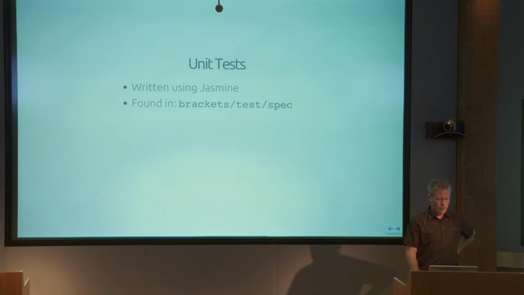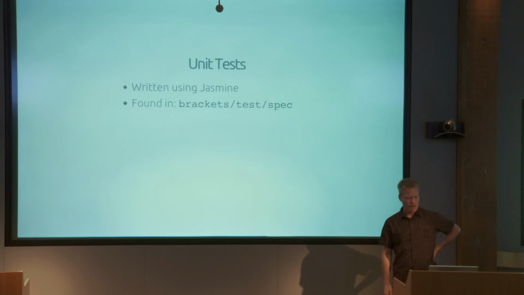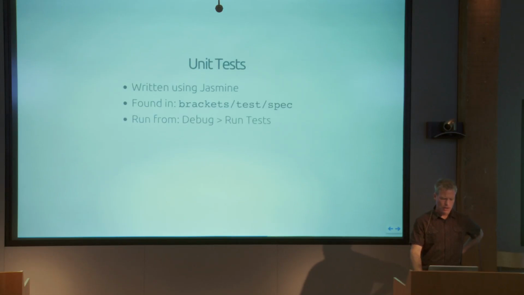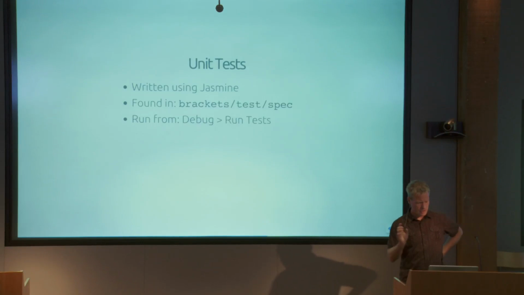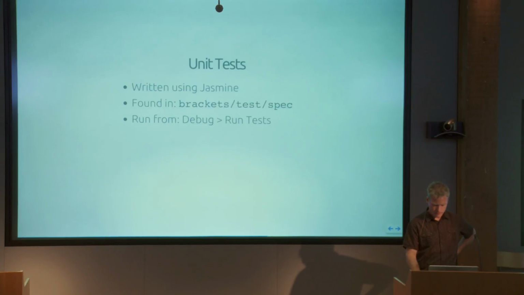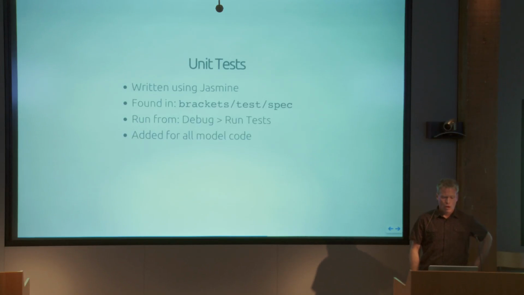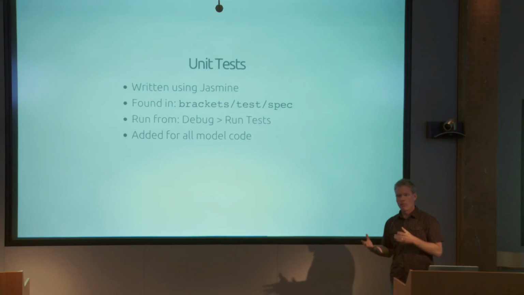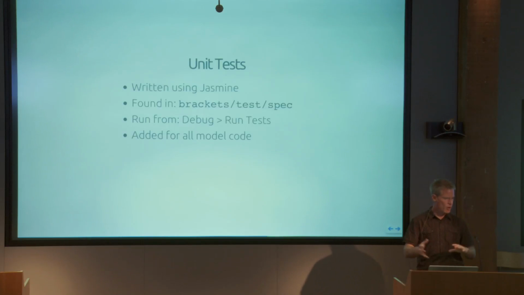They're found in the brackets repo under brackets test spec. And you can run them from Brackets themselves. In the debug menu, there's a run test menu item. So unit tests need to be added for all model and basically controller code. That's stuff like file access, anything like that. Unit tests need to be added for that.